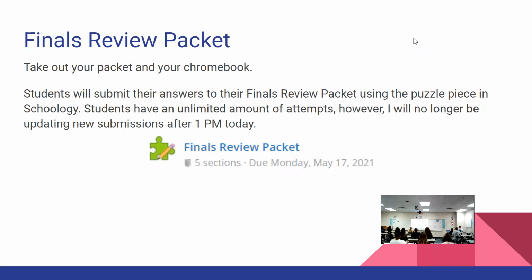All right, so you guys will submit your answers to that review packet that you've been working on through this puzzle piece that's on Schoology. It is the same exact order as your packet, the same exact questions. The only difference is that it has multiple choice options, whereas your packet did not. You are going to be selecting the correct multiple choice option based on what you got when you worked on it. You had 2 class periods to work on it.